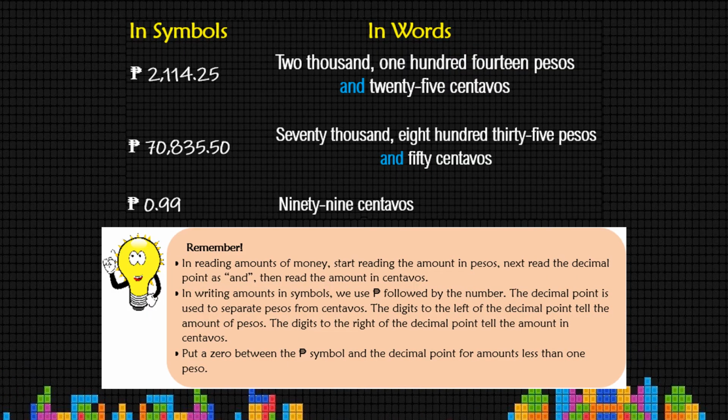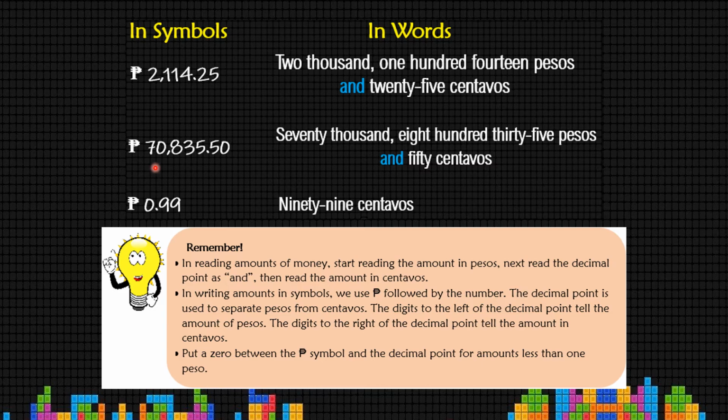Here are the things to remember when reading and writing amounts of money. First, in reading amounts of money, we start reading the amount in pesos, then read the decimal point as and, and read the amount in centavos. Like for the first example, we read this as 2,000,114 pesos and 25 centavos.